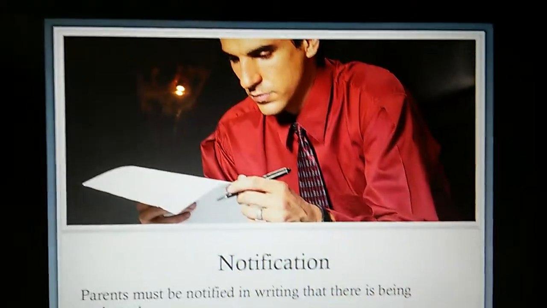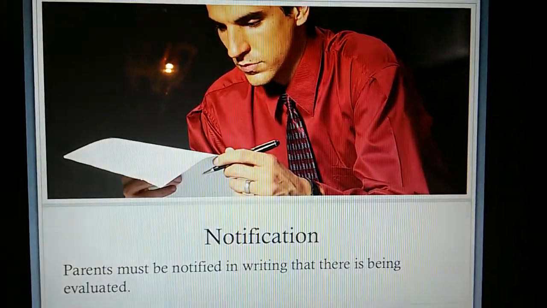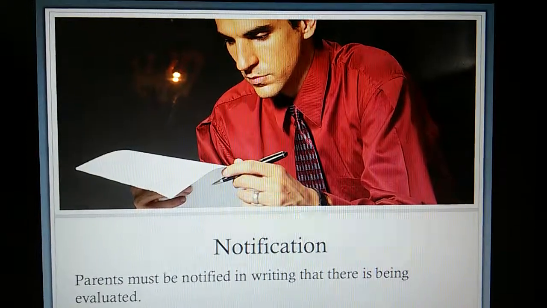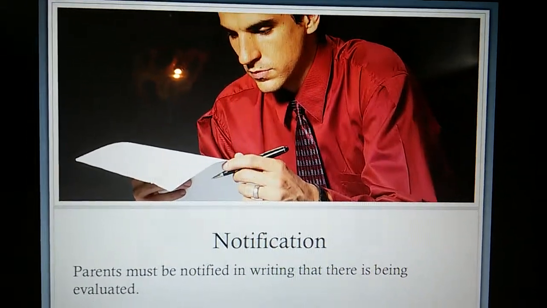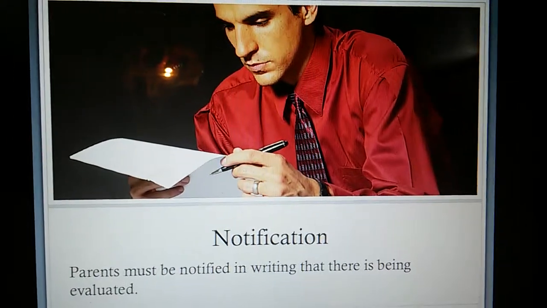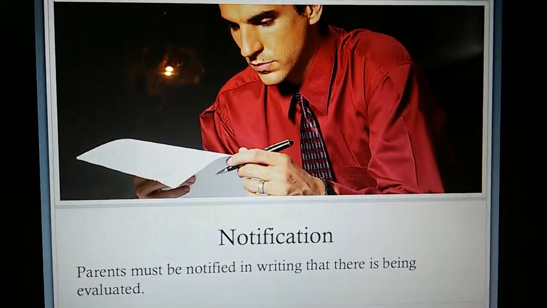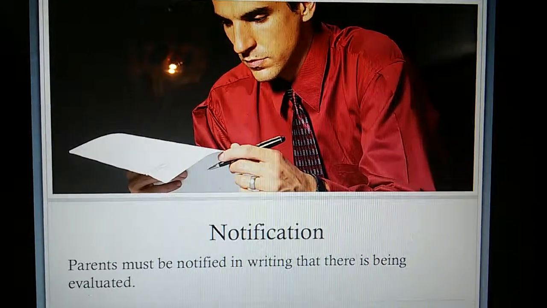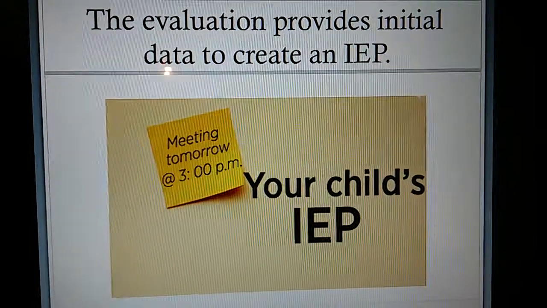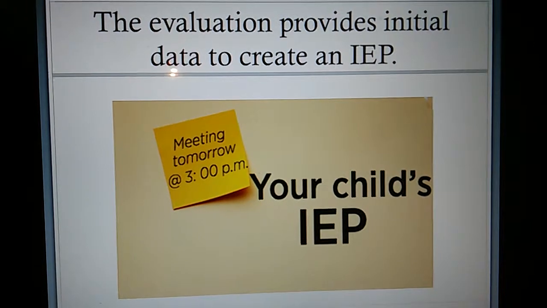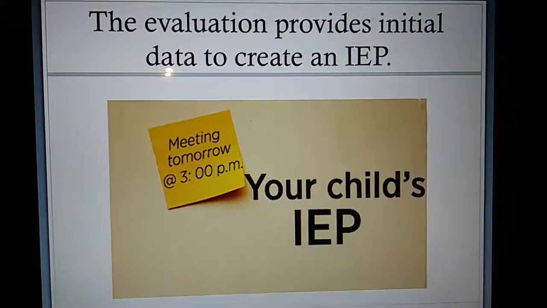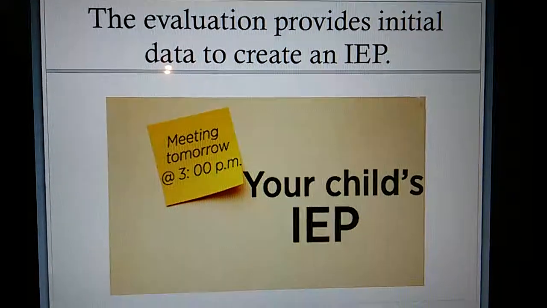The parents of the student must be given written notice before the evaluation can begin. The notice must include the evaluation process as well as the parent's legal rights. The notice has to be written in a format that is clear and easy to understand. For students who have been identified as having a disability and eligible for services, the evaluation serves as the initial data to form the IEP.